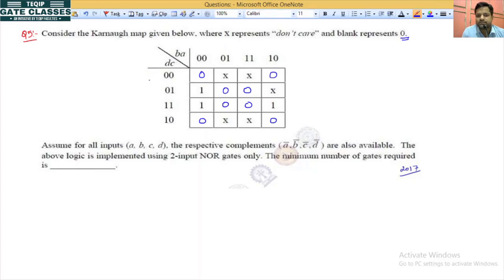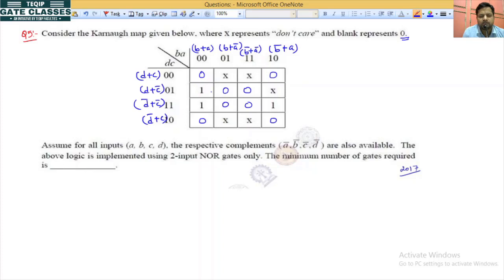So since we are considering maxterm K-map, it will be D plus C, D plus C bar, D bar plus C bar, and this one is D bar plus C. Now it will be B plus A, B plus A bar, B bar plus A bar, this one is B bar plus A. So now we have to perform grouping.